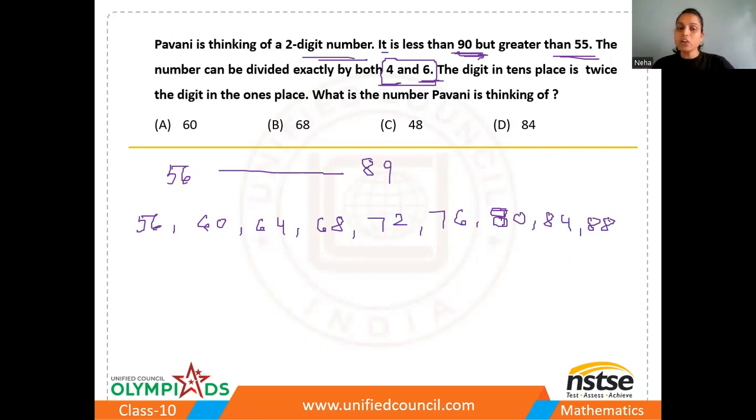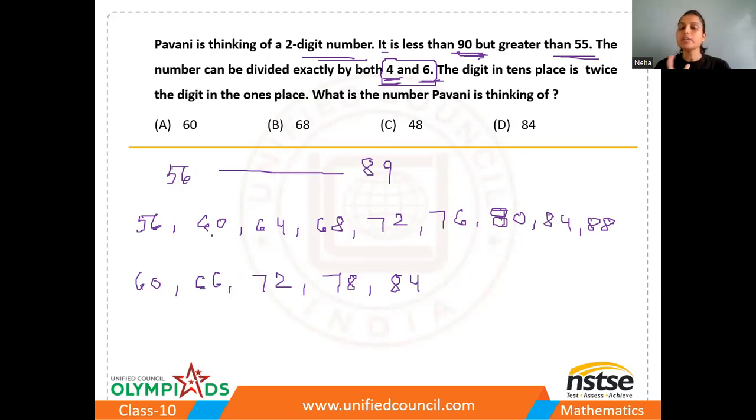Now let me check which numbers come in the table of 6, because the number is divisible by both 4 and 6. In the table of 6, it is 60, then 66, just add 6 each time. So 66, then 72, after 72 this is 78, after 78 this is 84, and after 84 the next number is bigger than 89.